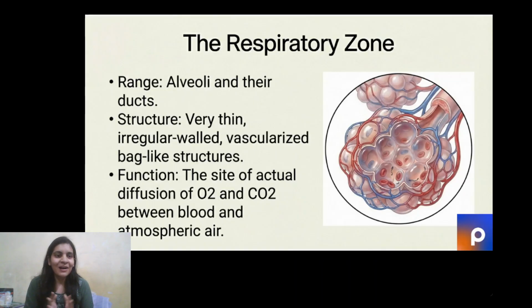Alright, so now let's talk about the respiratory zone. After all the preparation, the air reaches the respiratory zone, and the respiratory zone is my alveoli. Yes, the thin sac-like walled structures where the gas exchange takes place, and also their ducts. So, alveoli are very thin-walled, irregularly walled, and vascularized. Vascularized means they have their own blood supply.